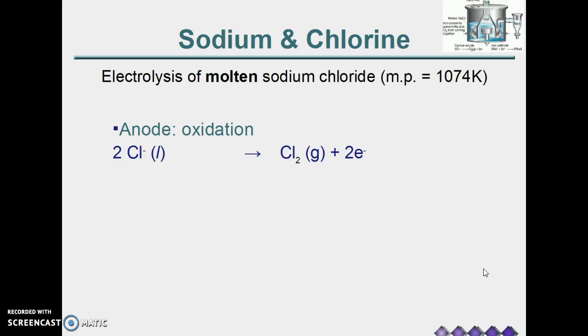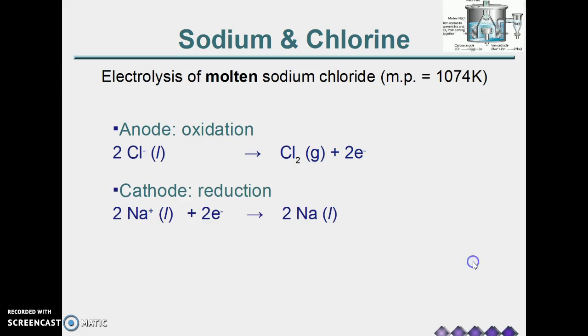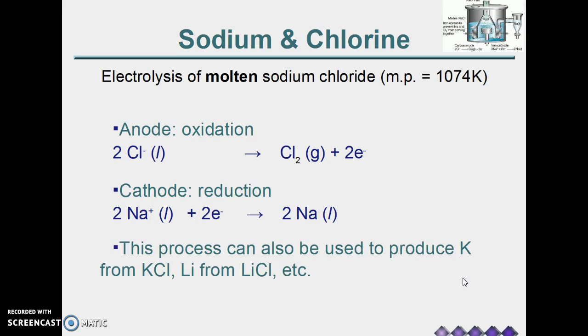Here's the anode oxidation. Chlorine gas is produced from the chlorides, and reduction at the cathode. Since there's no water present, the sodium ions can be reduced to sodium metal, which would be a liquid at that temperature. You can use the same process to produce potassium metal, lithium metal, and the like.